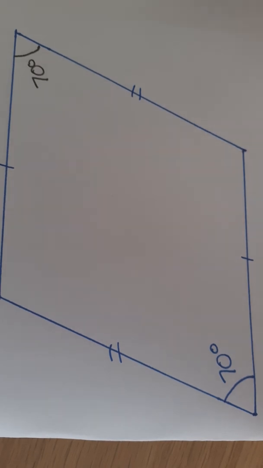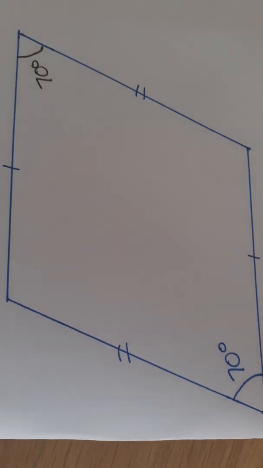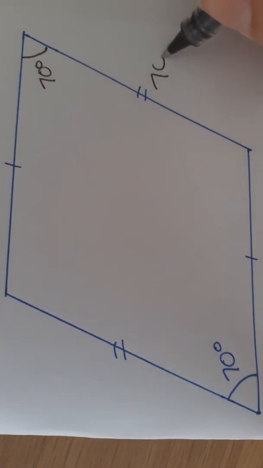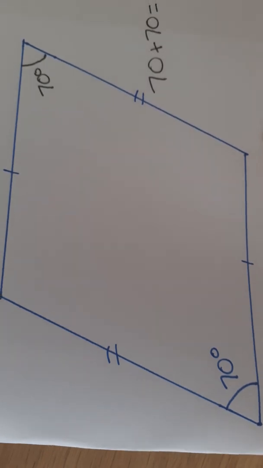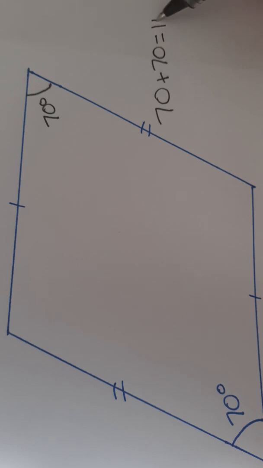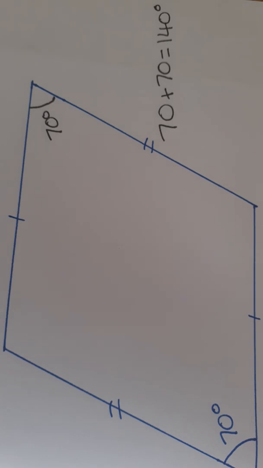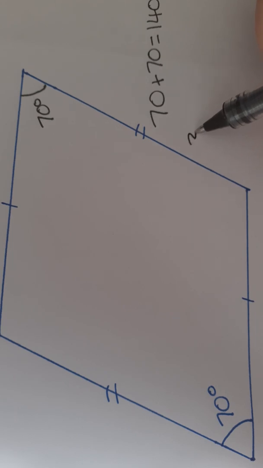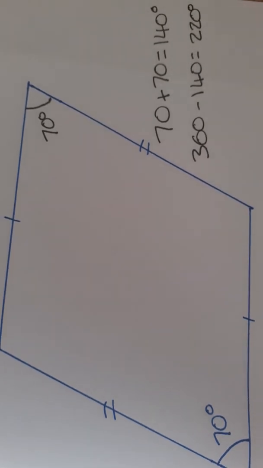So I know two angles, but I've still got two missing, and I've now got no way of working those out without doing some sums. So I write down all the angles that I know, and I always begin by adding them together. 70 and 70, my total so far is 140 degrees. However, I still need to know what the other two angles are. So I take them away from 360 to see what I have left. This gives me 220 degrees, which I still need.